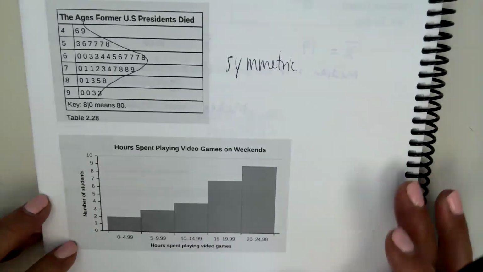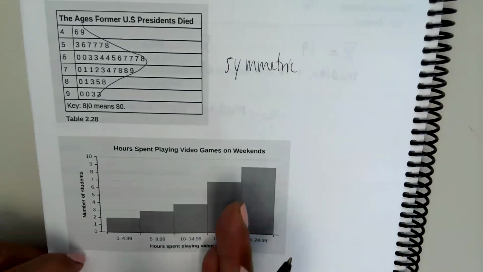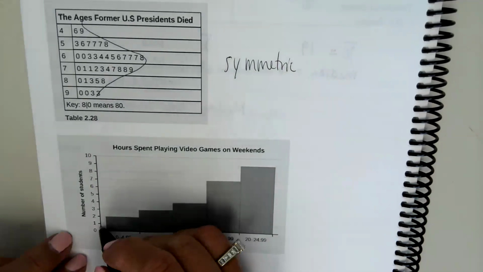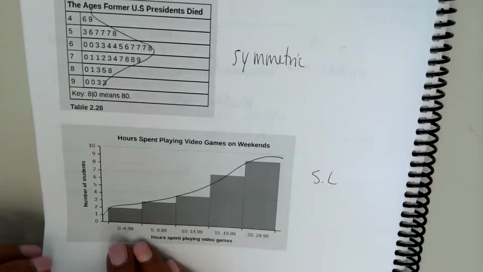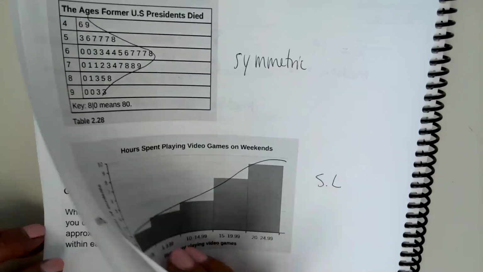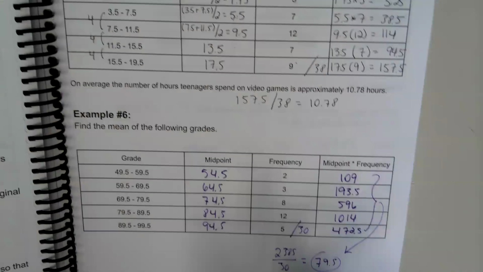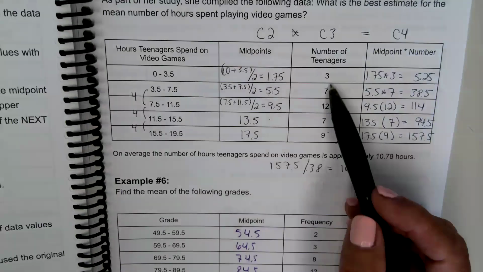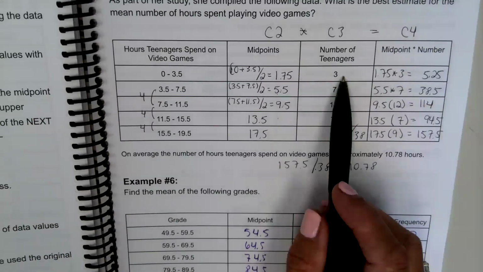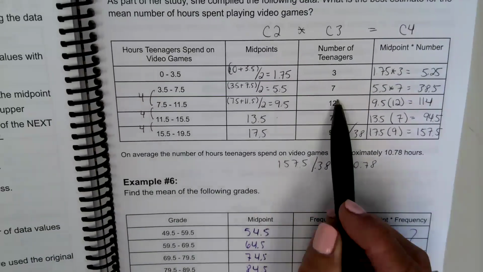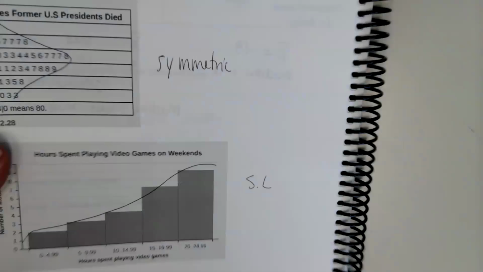And then we have this data set here, hours spent playing video games on weekends, the data that we've already looked at numerically. And whoa, it definitely looks skewed left. And let's go back and look at that data. We didn't have the raw data, but you can see here that there were definitely just a few that were over here. The majority was in this area. And so I can see where that was skewed left.